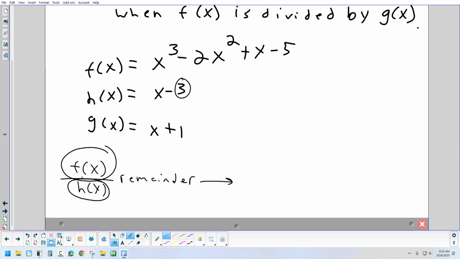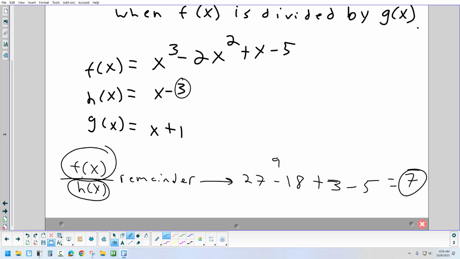You're going to fill that into f of x. So 3 cubed minus, what's 3 squared? 3 squared is 9 times 2, so minus 18, plus 3, minus 5. What's 27 minus 18? That's 9. What's 9 plus 3? 12. What's 12 minus 5? 7. We got a remainder of 7.